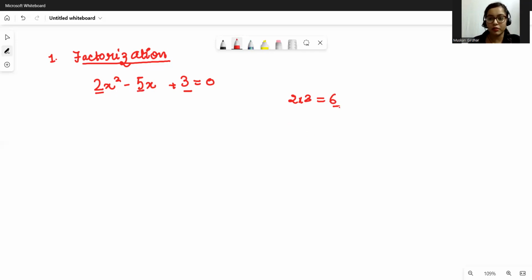So what can be the possible factors for 6? 3 into 2, this is the first pair. The second pair can be minus 3 into minus 2. See, you will get the positive answer. The third one can be 1 into 6.